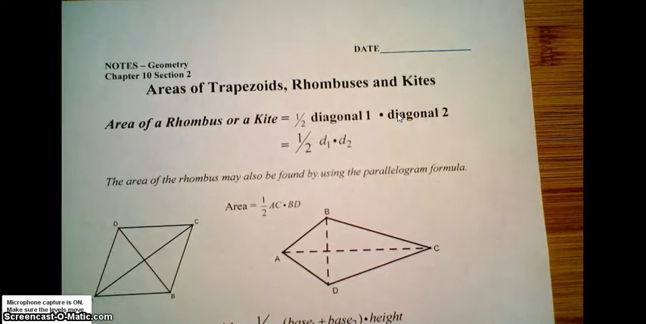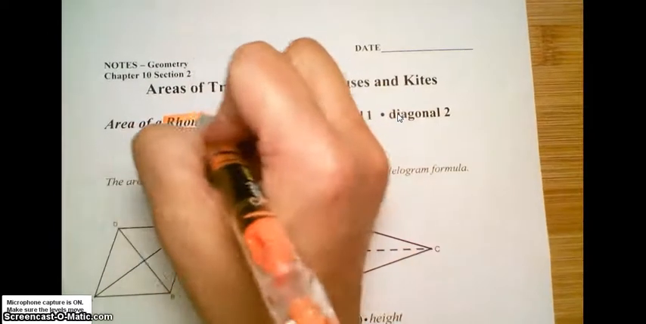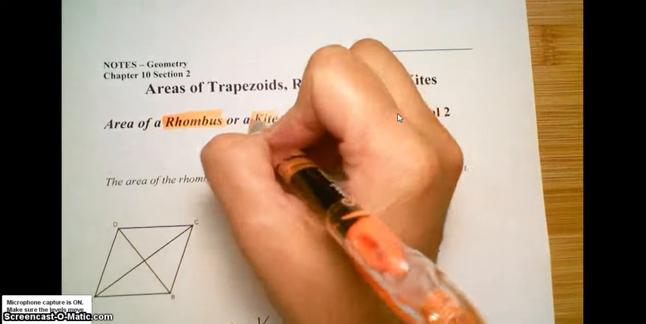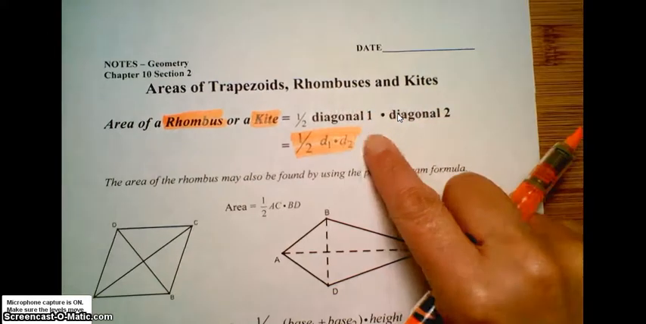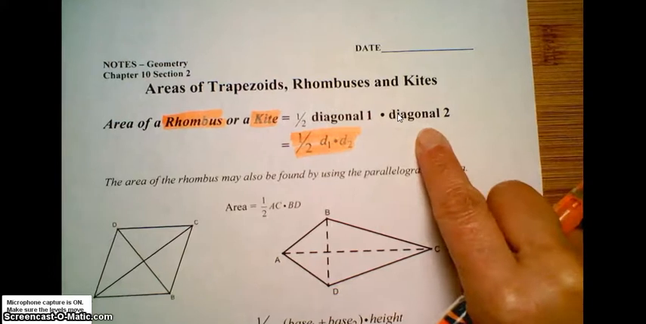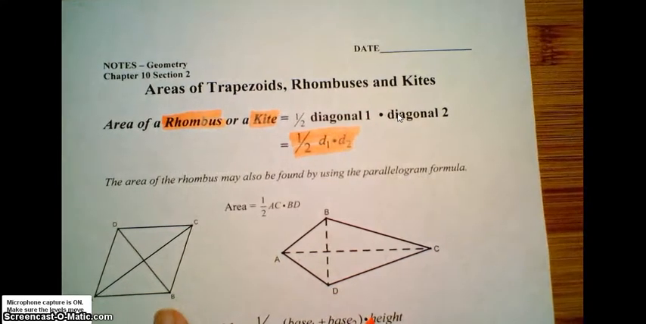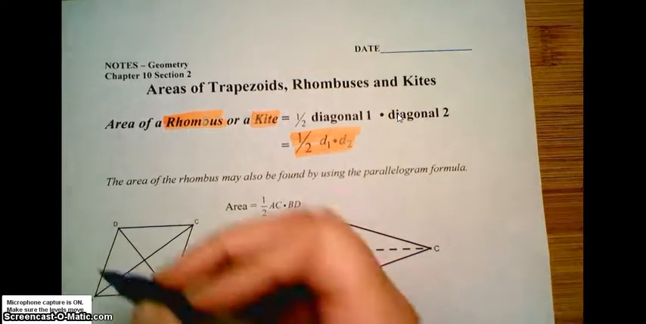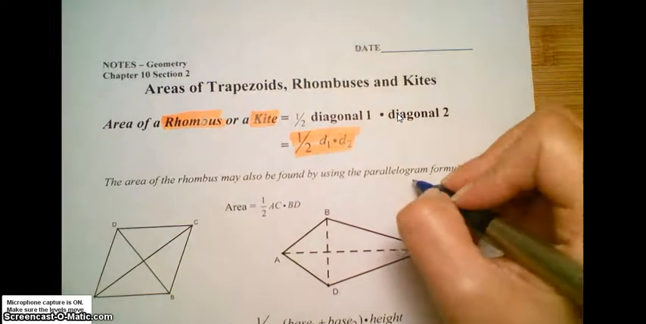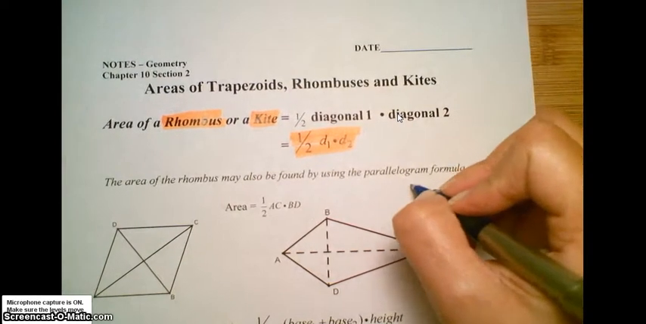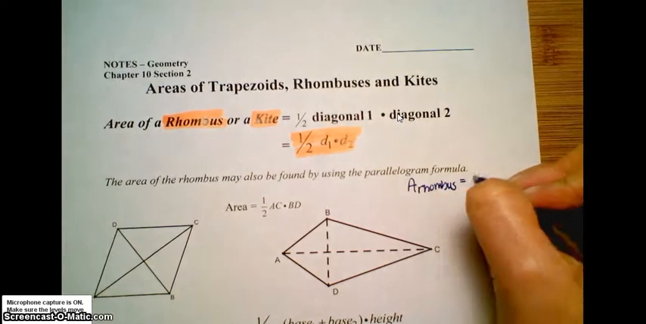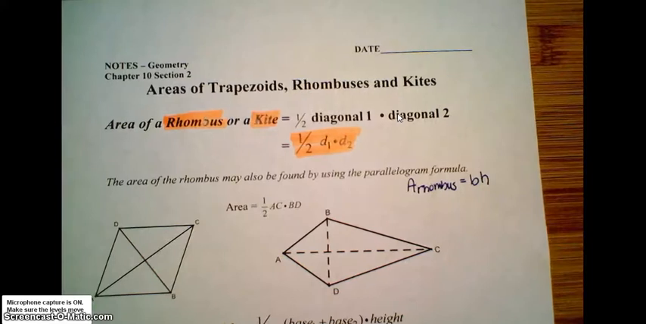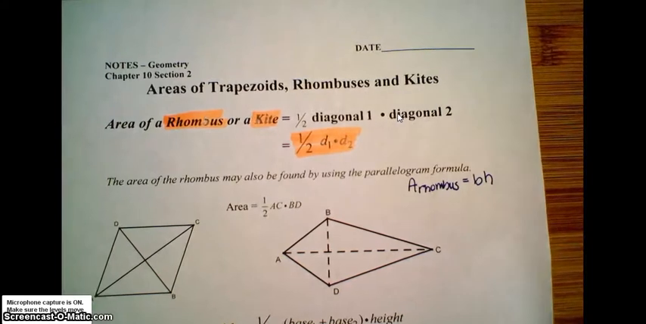So for a rhombus and a kite, the formula we're going to use is half d1 d2, which is diagonal 1 times diagonal 2. In these two pictures, I also want to point out the area of the rhombus may also be the parallelogram formula. So let's make a note about that. Area of rhombus also equals base times height, and that can come in handy later, we'll see.